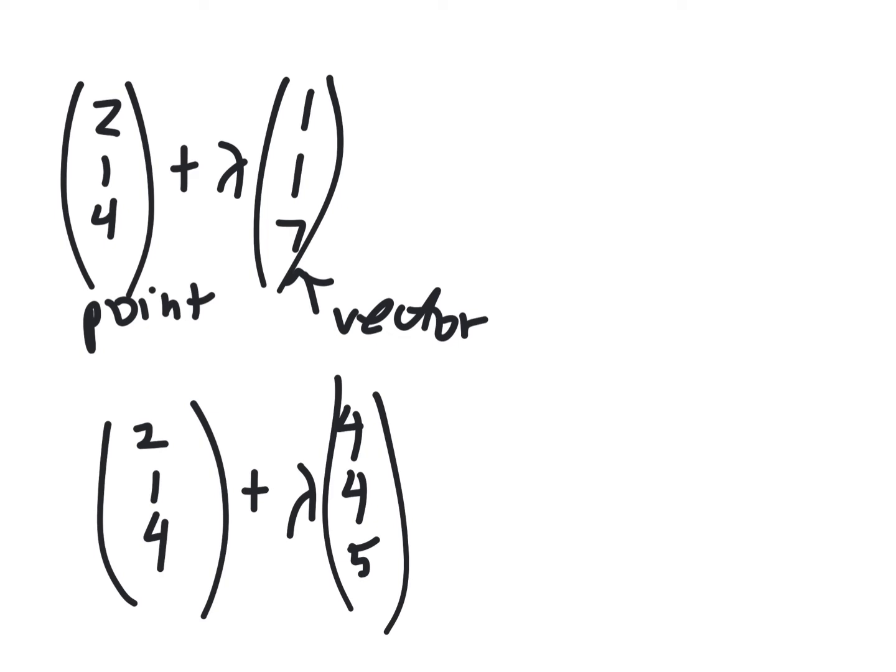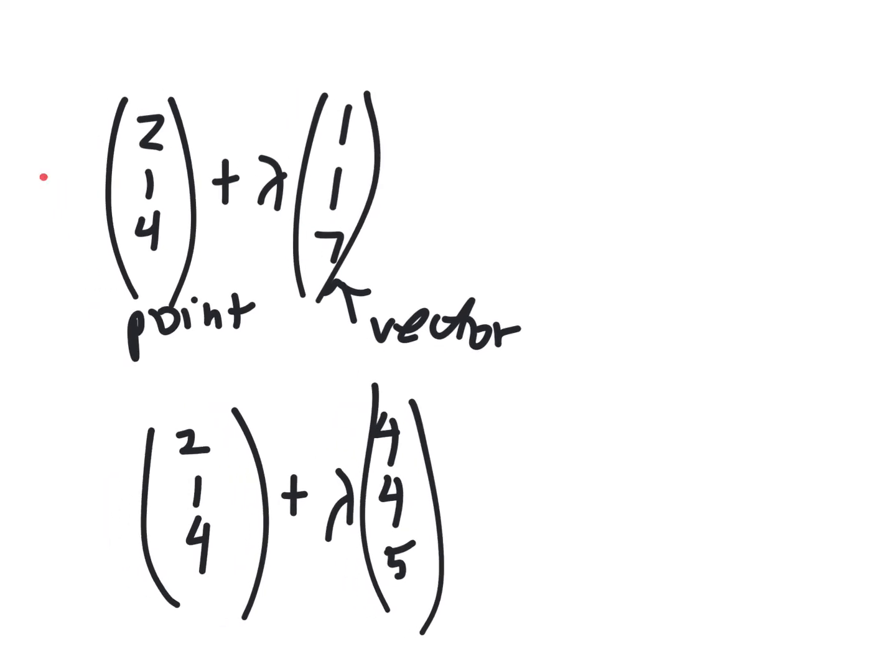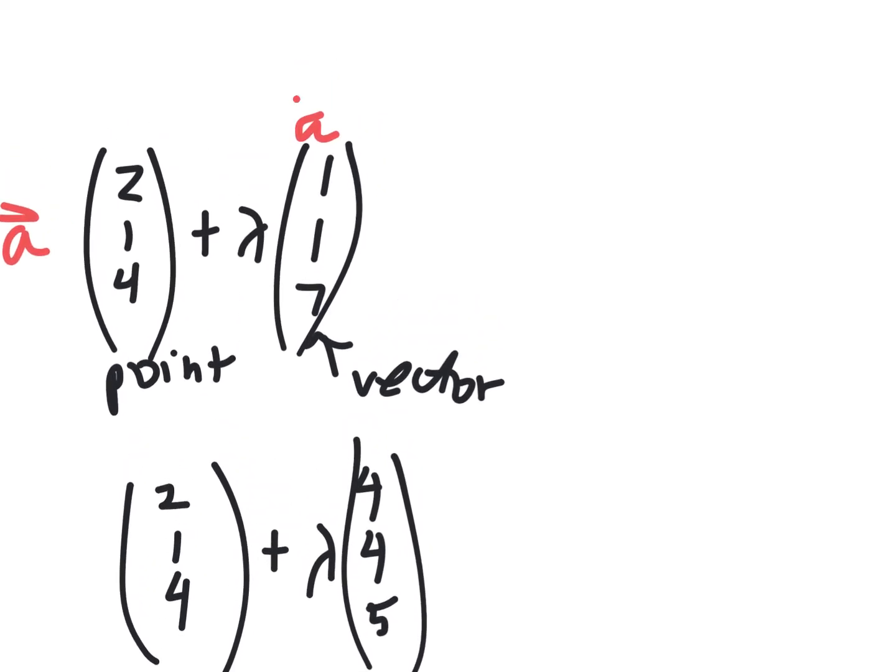Let's give these guys names. Let's call them A and B. Say this is vector A. Actually put it here. Why am I putting it there? Because I don't want somebody to think 2, 1, 4 is the vector, because it's not. 2, 1, 4 is a point. Let's call this B.